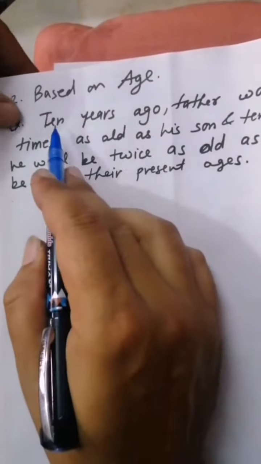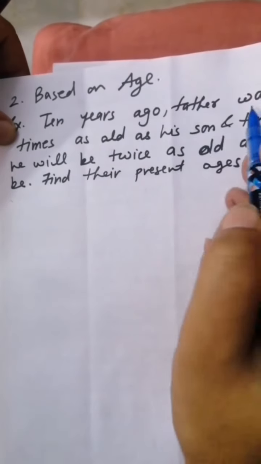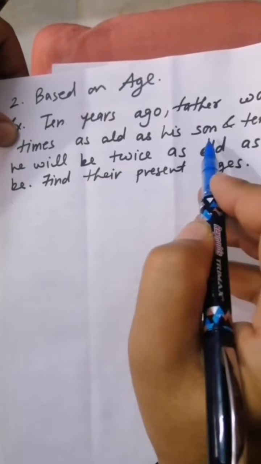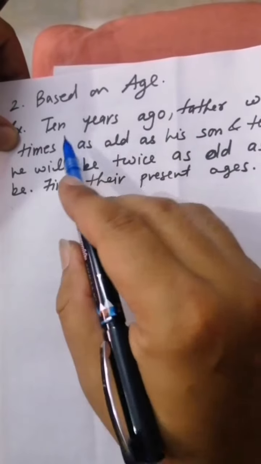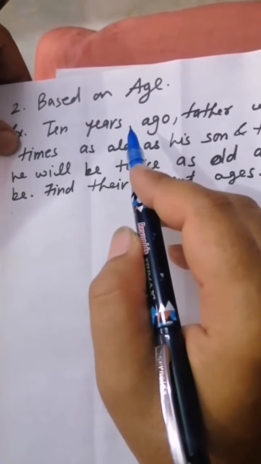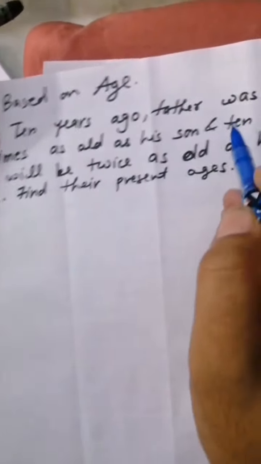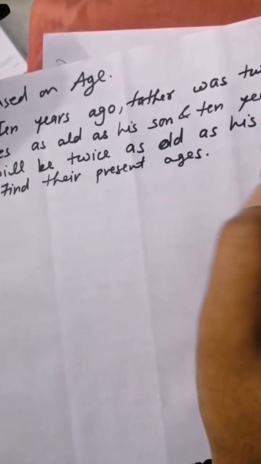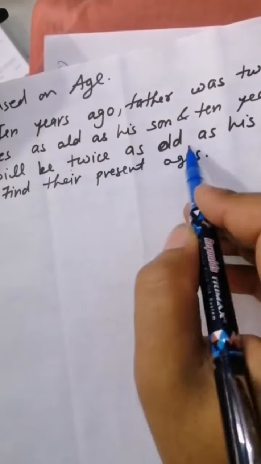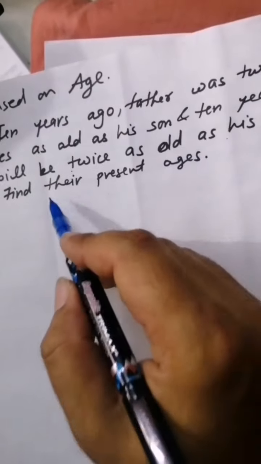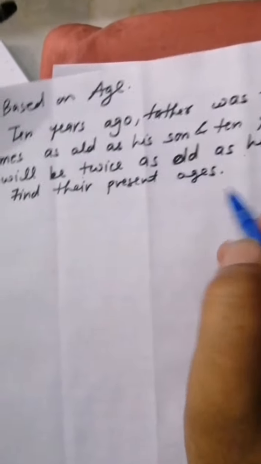It is given: 10 years ago father was 12 times as old as his son. You can see 10 years ago means in the past. And the next condition: 10 years hence he will be twice as old as his son will be. Find their present age. Here we have to find their present age.